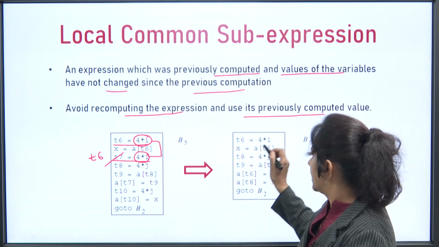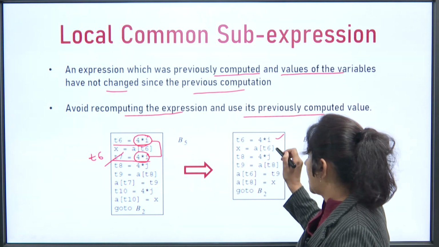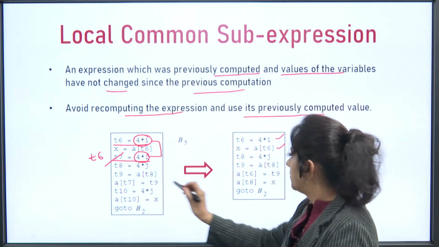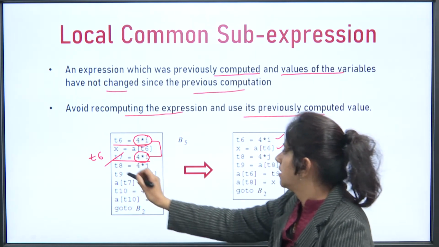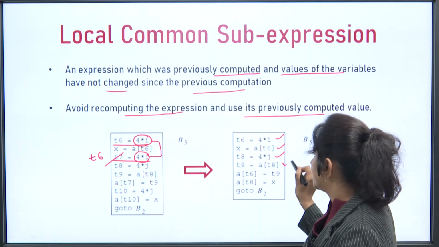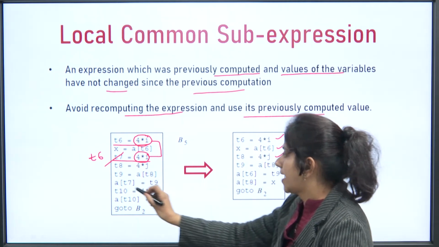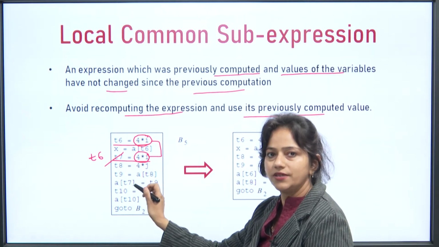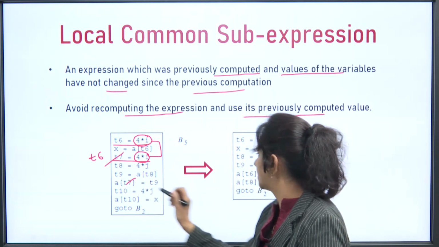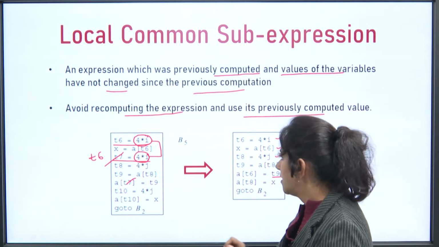So here T6 is equal to 4 into i. Now x is equal to a at T6. Now we eliminated this instruction. Now we will copy T8 is equal to 4 into j, T9 is equal to a at T8. Now a at T7 should be replaced by T6. So this is a at T6 is equal to T9.